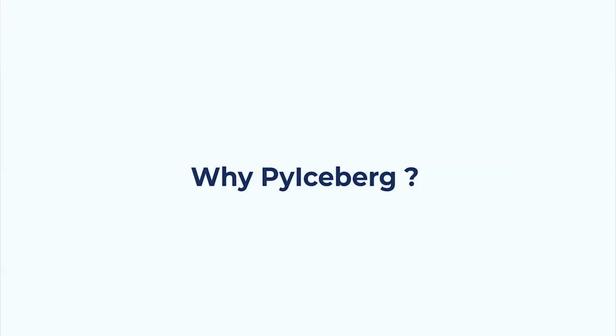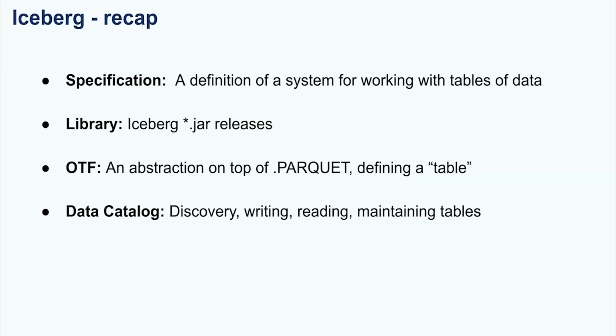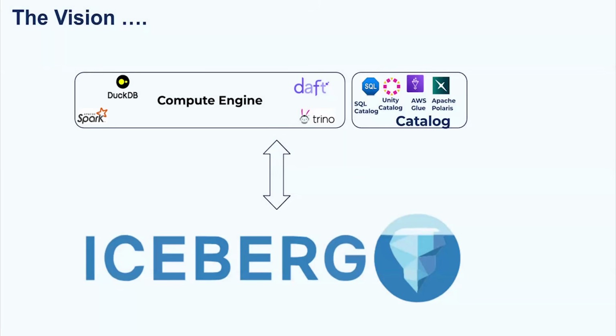Now, let's understand why PyIceberg then. We understand what Iceberg is, right? So again, doing a quick recap, it's a set of specifications, which is very well written. And it is released as a reference implementation as a set of jar files. So if you go to iceberg.apache.org and you click on version 1.10, you would see a set of jar files, right? Which would let you build your own OTF layer on top of Parquet format, etc. So this is a vision, right? The vision is I'll have my Iceberg open table format on top of my data, bringing my own query engine.